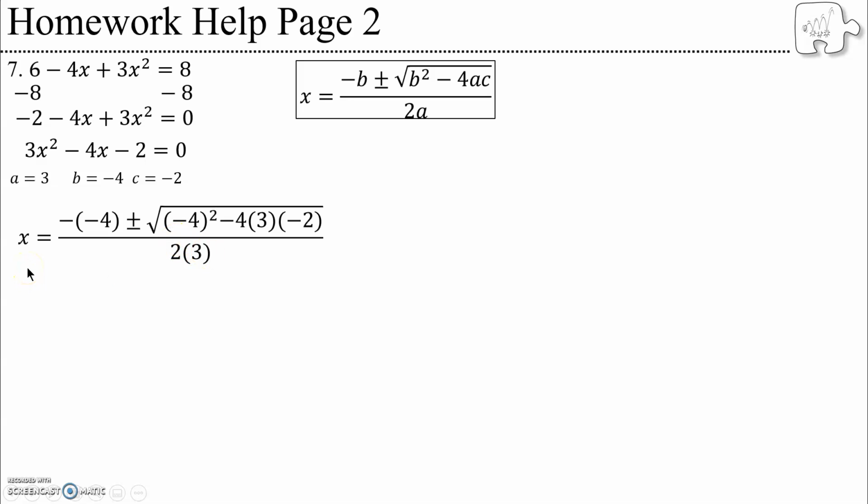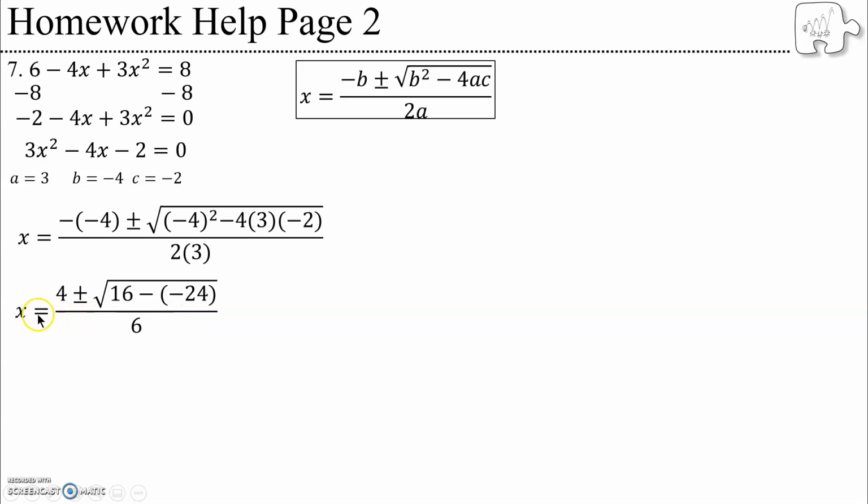So now to whittle this down a little bit, we're simplifying it. We want to get it in its most simple form. The opposite of -4 is +4. -4 times -4 is 16. And then 4 times 3 is 12, and 12 times -2 is -24. So we have 4 plus or minus the square root of 16 minus -24, all over 6, because 2 times 3 is 6.